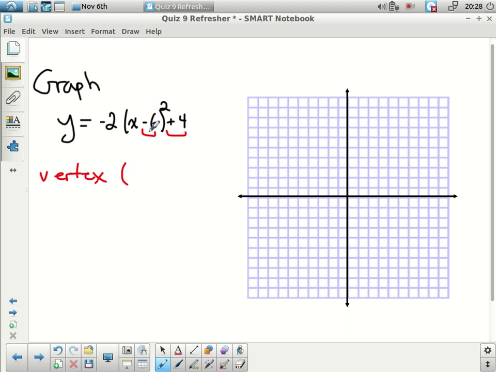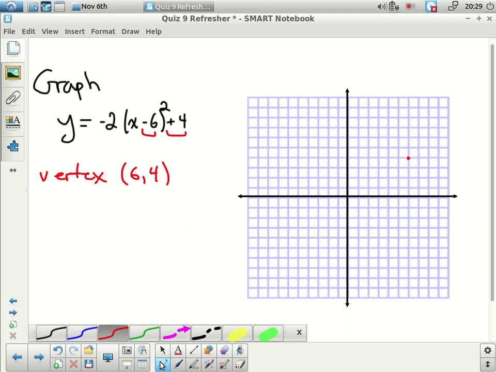And just remembering, it kind of does the opposite of what's in the brackets. So that says -6, so it's actually at +6. And the +4 on the outside, it does what you think it does. So we have 4. So my vertex is (6, 4). So to start my graph, I'll go over to 6 and up to 4. And that's my starting point.